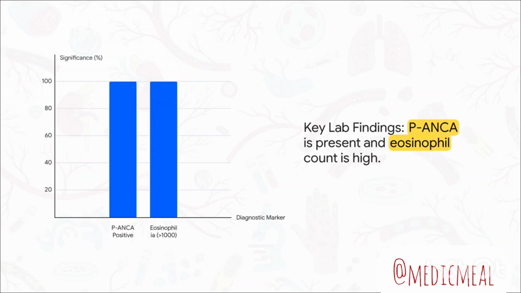So how do we actually confirm the diagnosis? Well, the lab work is key. A really important blood marker is p-ANCA, which stands for perinuclear antineutrophil cytoplasmic antibodies. But honestly, the most jaw-dropping finding, the one that really screams EGPA, is the profound eosinophilia. We're talking counts that are typically over 1,000 cells per microliter.